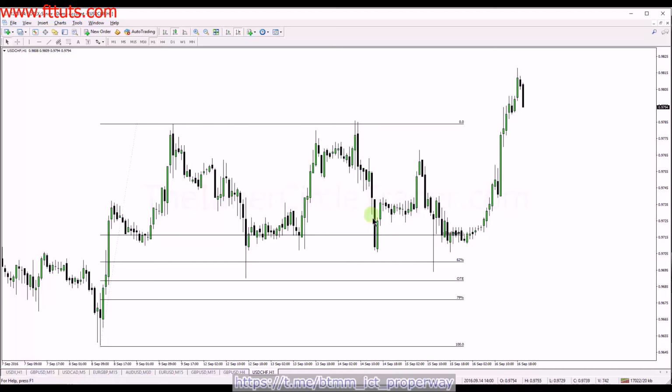And then look what happens. It retraces all the way back down to equilibrium again. Does it spend time much there? No. Rallies back up. Where does it go back to? The bottom of this bullish candle, which is a bearish order block, fills it right to the pip.